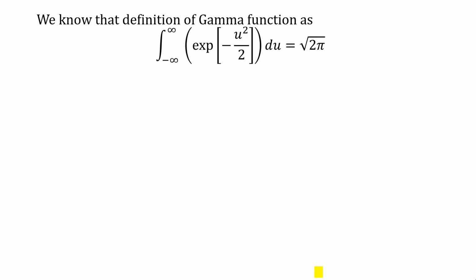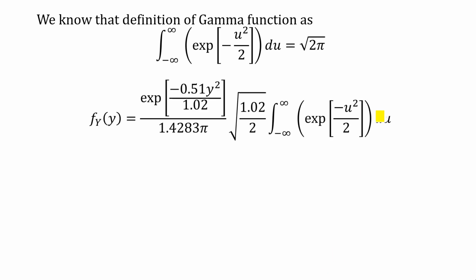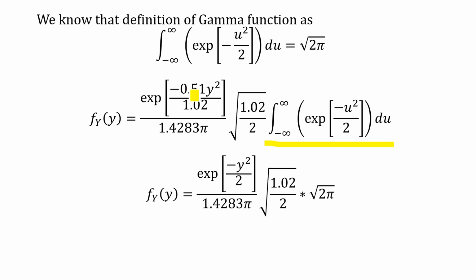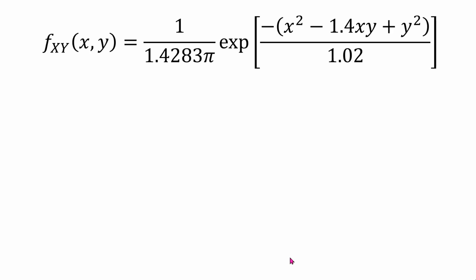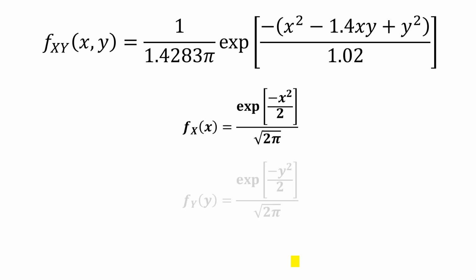And making use of a gamma function, so we do find one gamma function in the expression that can be replaced by square root of 2 pi. After simplification, this becomes 2, 1 by 2, and it can be replaced by square root of 2 pi. After simplification, we do find f y of y as it is. Alright, for a given bivariate PDF, we have calculated f x of x and f y of y with a proper adjustment to this term.